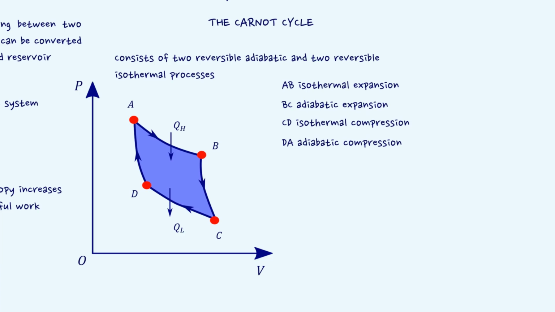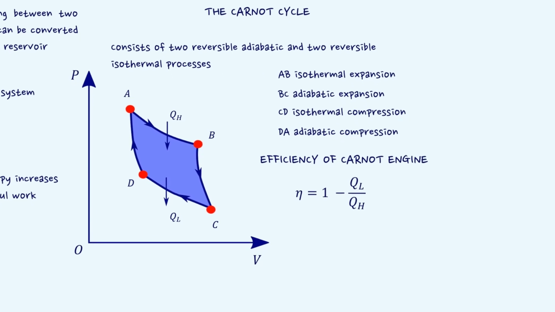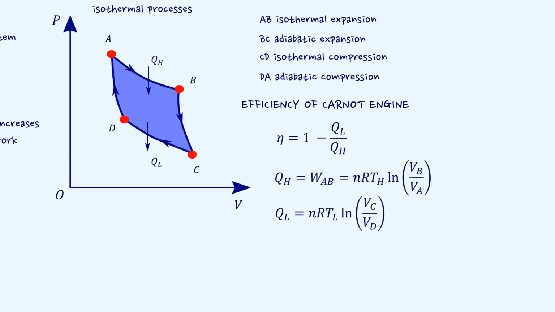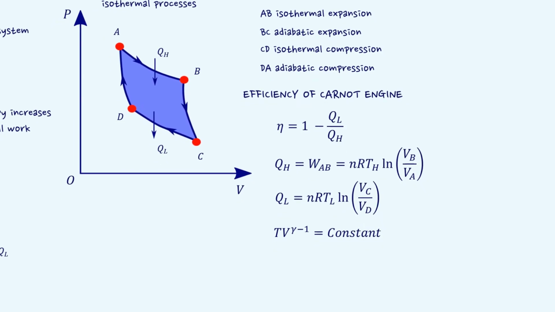We know efficiency of a heat engine in general can be written as eta equal to 1 minus QL by QH. Now, heat energy QH supplied to the gas during the isothermal expansion AB is QH equal to WAB equal to nRTH ln VB by VA. During isothermal compression, the amount of heat QL is expelled, which is equal to QL equal to nRTL ln VC by VD. For adiabatic changes, T V to the power gamma minus 1 is equal to constant.